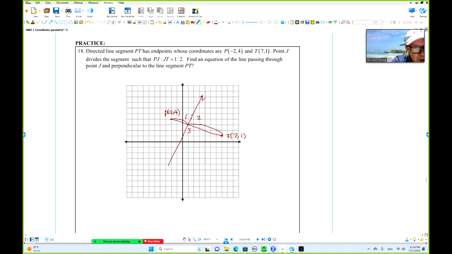To write the equation of this line, we need a slope and a point. A point is given here. You can find the point, and we can find the slope using the other slope, which is the negative reciprocal. Now let's find the slope first. What is the slope of this one? y2 minus y1 over x2 minus x1. That's the slope, right? So y2, 1 minus 4, and x2 is 7 minus negative 2. That equals negative 3 over 9, which is negative 1/3.